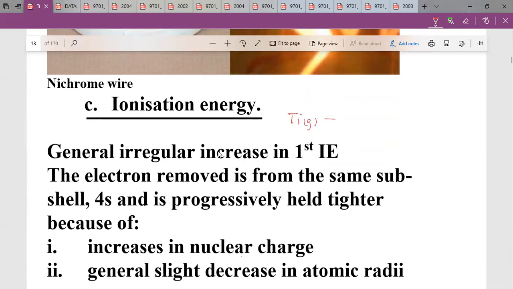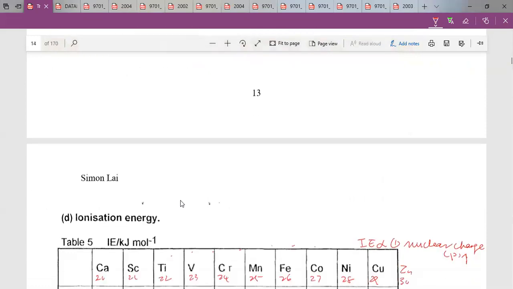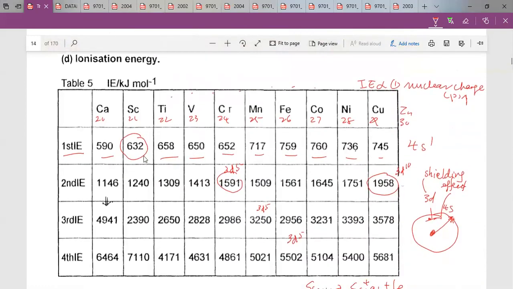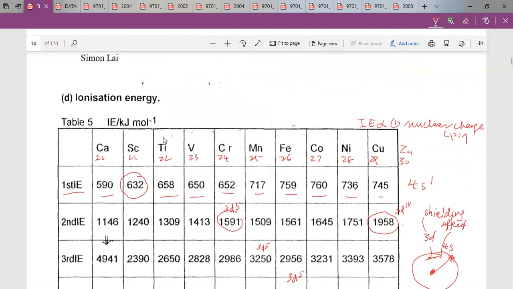The first IE is when they lose the first electron, right? The energy required to lose the electron from a gaseous atom: Ti(g) → Ti+(g) + e-. And this is the first IE. So here for titanium, remember, it is of course Ar, titanium, right?